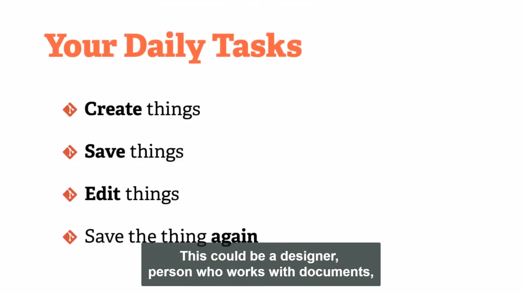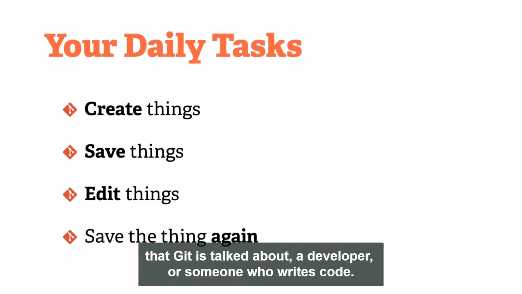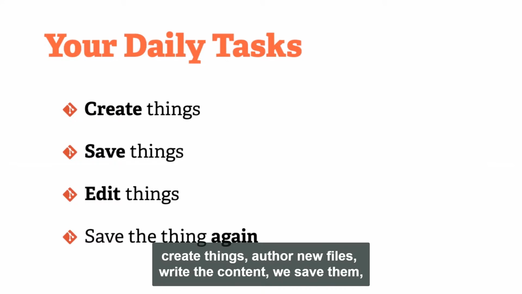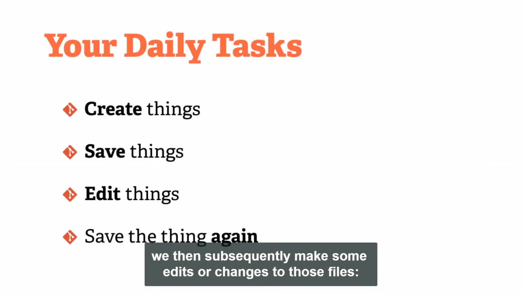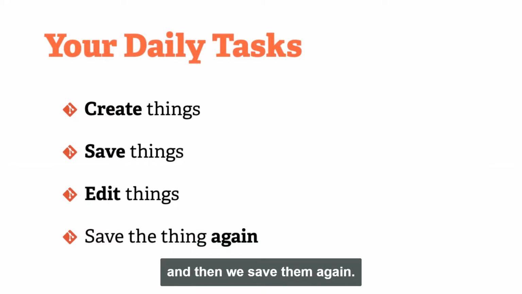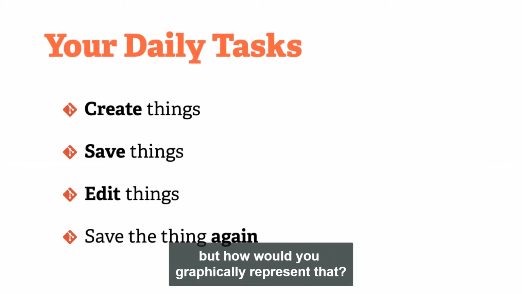This could be a designer, person who works with documents, or, as is most frequently the case in the realm that Git is talked about, a developer or someone who writes code. All of those roles have the common behavior in place that we create things, author new files, write the content, we save them. We then subsequently make some edits or changes to those files, corrections, additions, requested modifications, and then we save them again. This seems like a simple set of steps, but how would you graphically represent that?